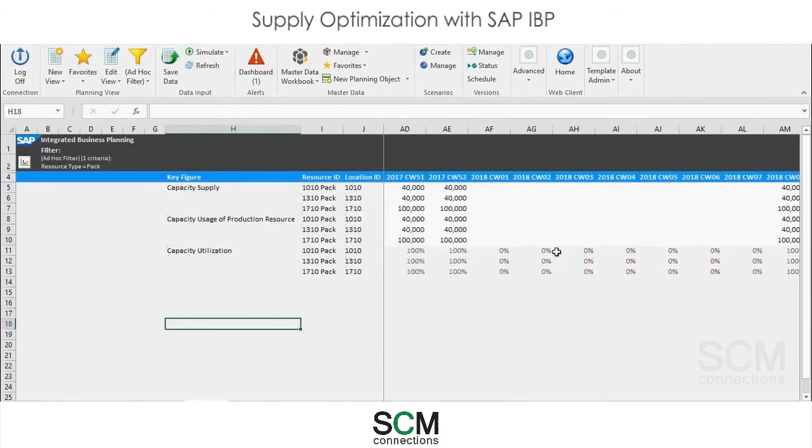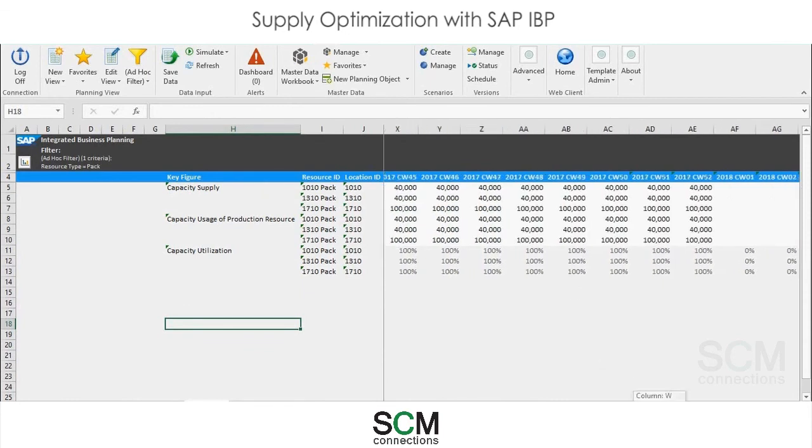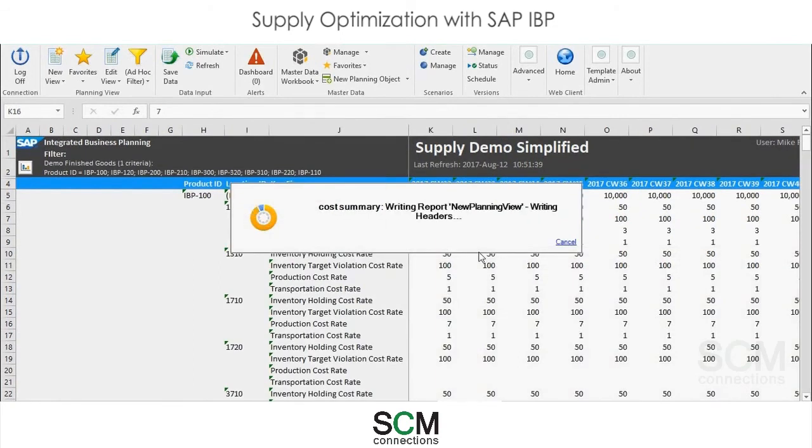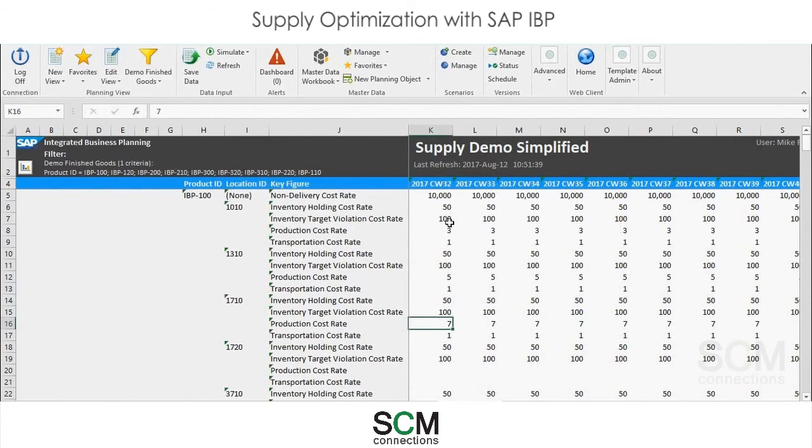The optimizer also respects your constraints. So it saw that there was no capacity there, and it filled up all of those resources accordingly. And even more importantly, if you notice, it filled up 1010 first, then 1320, and then 1710. So it followed that cost structure that I had just pointed out. 1010 was the cheapest, so it's always going to fill up first. Then the next one, 1310, is the next most expensive, so it's going to fill that up next. And then finally, it is going to fill up 1720.